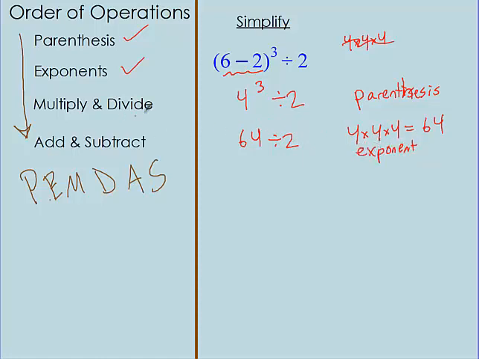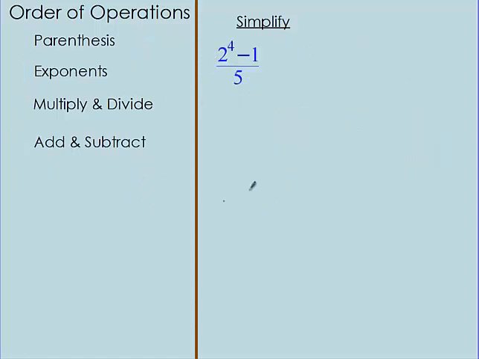And the last step, multiply and divide. I have a division symbol right there. So I'm going to go 64 divided by 2, and 64 divided by 2 is 32. So I divided. And that's my answer, 32. This is the simplified form. We broke it down to just one number. No more operations. Let's do another one.